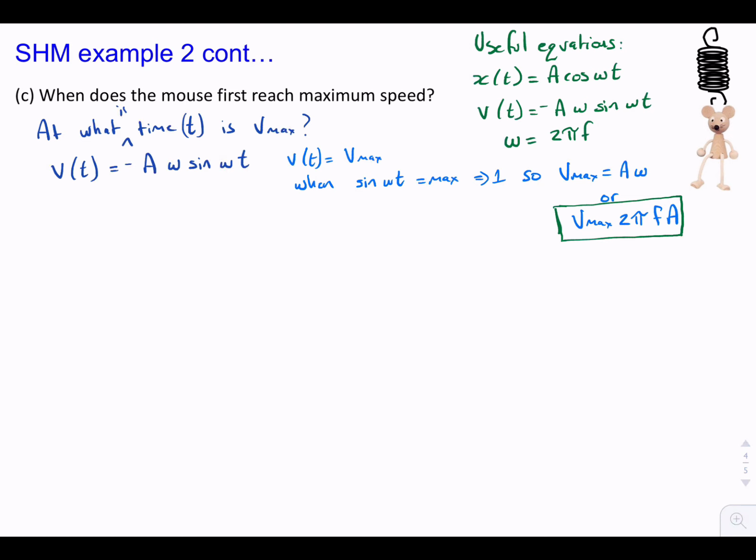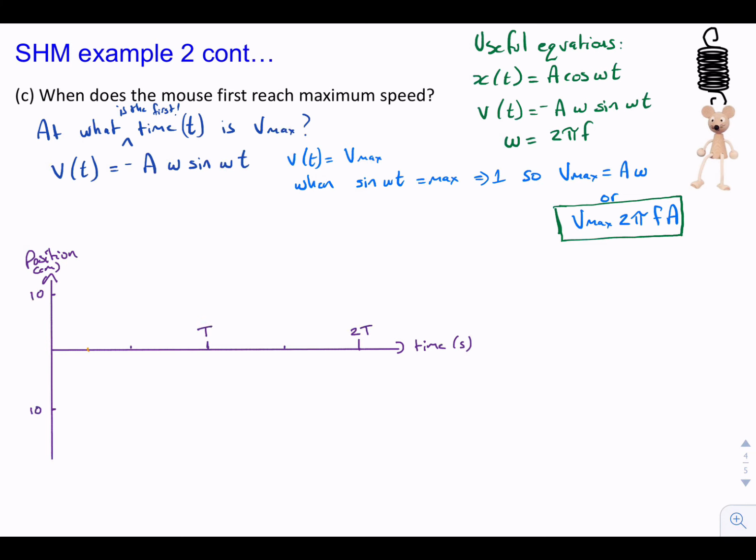But the question actually asks, when does the mouse first reach maximum speed? So to calculate this, we might need to draw a plot again. Let's draw our now familiar position versus time plot for a simple harmonic oscillator. We'll put the axes, the position axis in centimeters and the time axis in seconds. We'll add our period T. Here is our curve, and this is our function for x(t).